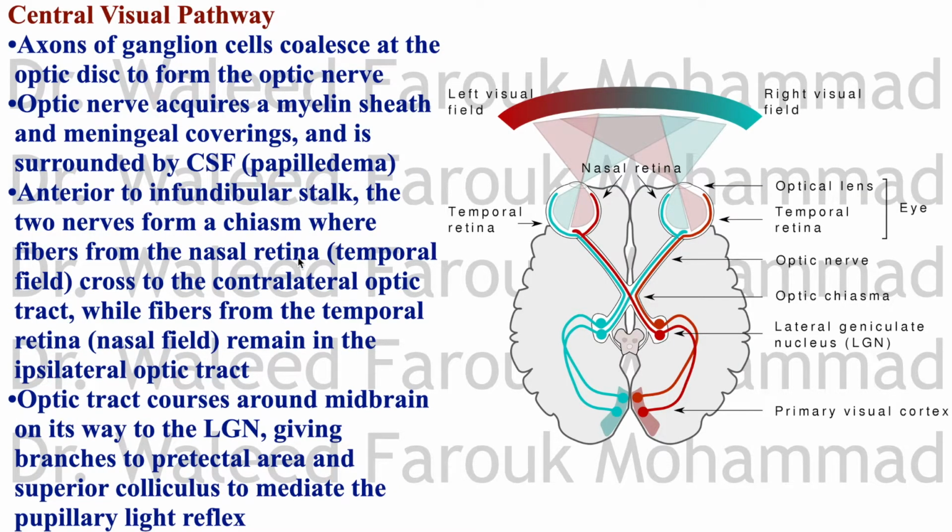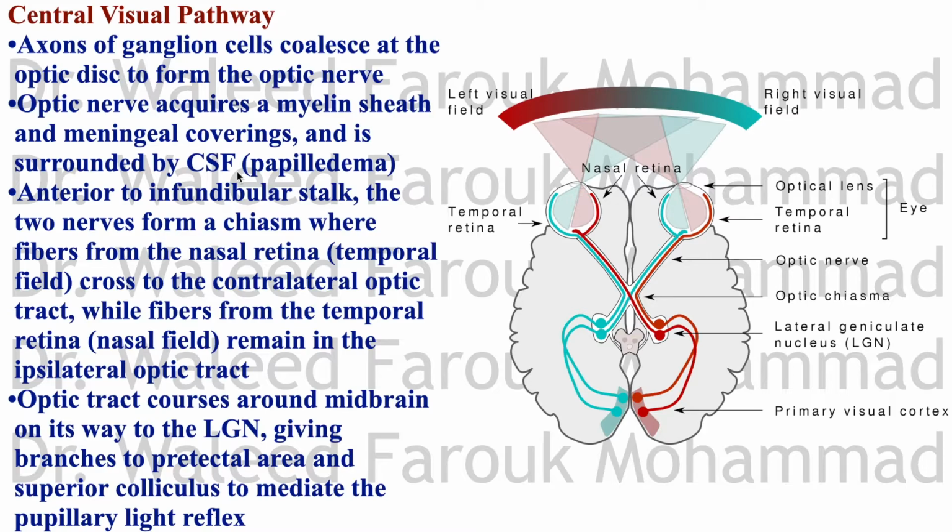The central visual pathway: axons of ganglion cells, as we saw before, coalesce to form the optic nerve at the optic disc, and then leave the eye. As it leaves the eye, the optic nerve acquires a myelin sheath and meningeal coverings. That's why you can detect increased intracranial pressure by examining the retina. You will see a papilledema in case of increased pressure in the cerebrospinal fluid, or the CSF, inside the skull.